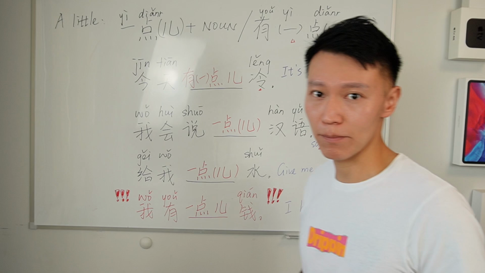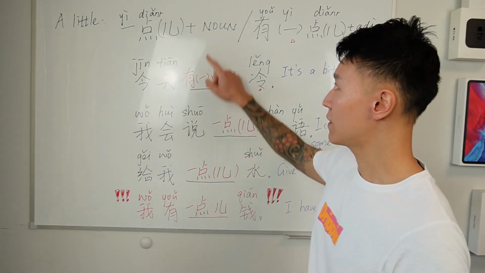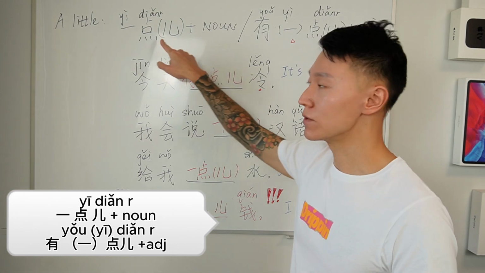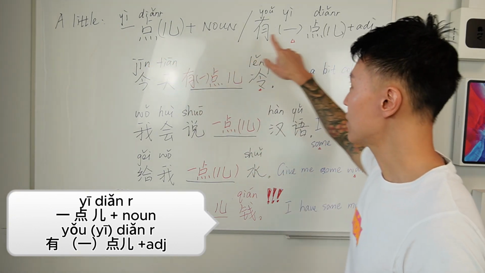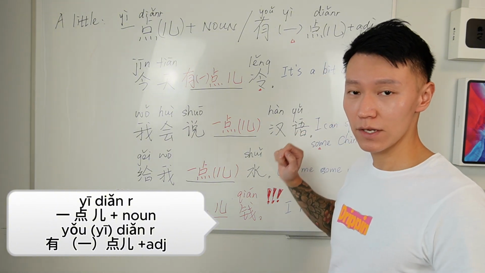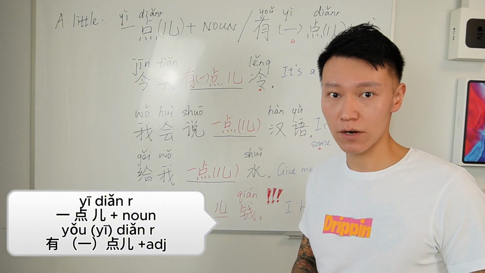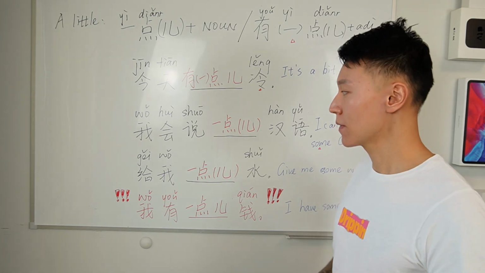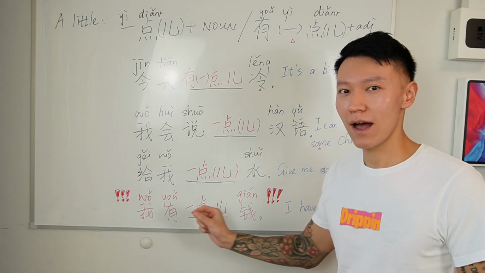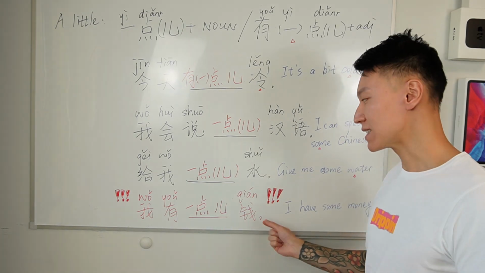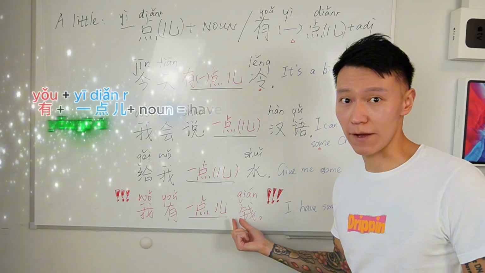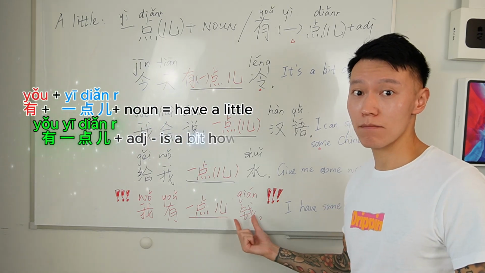Okay, let's wrap it up one more time. If you have a noun and you want to say a little bit something, then you use 一点儿. If you have an adjective and you want to say a little bit how, then you say 有一点儿 or 有点儿. And we do have a special situation when you want to say I have a little something. For example, 我有一点儿钱. I have some money.